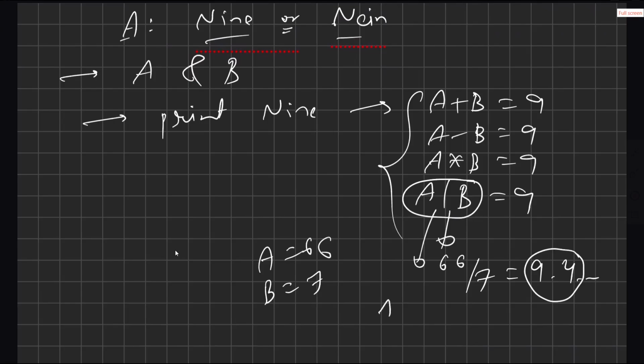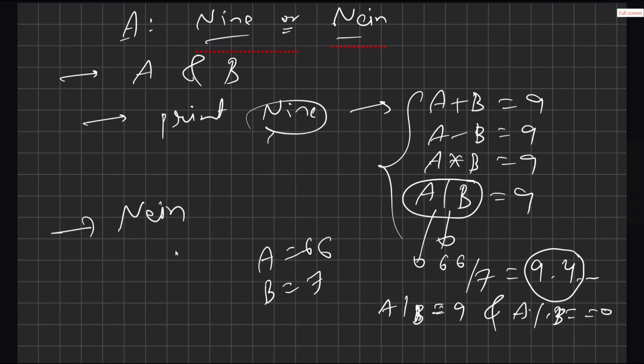In case of a divided by b, we have to check if a divided by b equals 9 and a modulo b equals 0, which means we don't have any remainder. Then we have to print 9. Otherwise, we need to print Nein, N-E-I-N. So that's it about the problem statement.